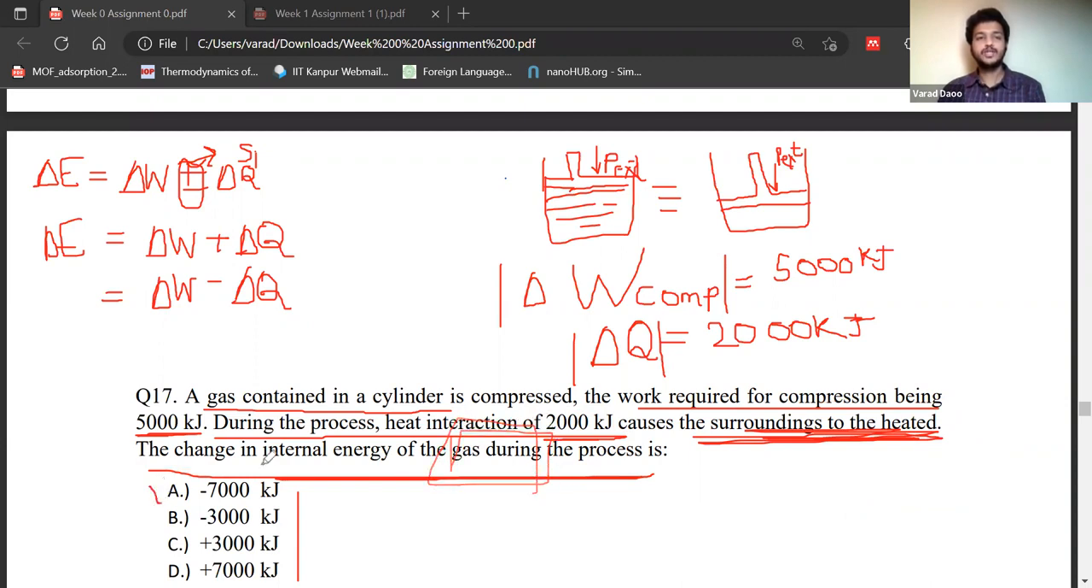Option A is 7,000 kilojoule, then minus 7,000, minus 3,000, plus 3,000, and plus 7,000. As you can see, option A and option D are the same, only there is a difference of sign, so you have to take this into consideration. The first law is delta E equal to delta W plus or minus delta Q, depending on what sign convention we are using. So I'll give you 3 minutes. You can try to answer it.